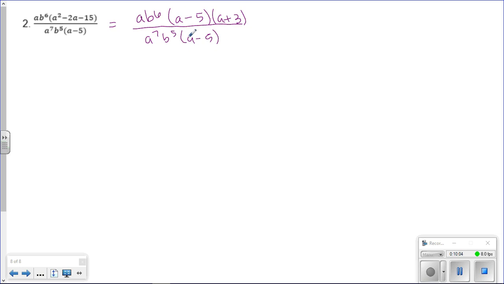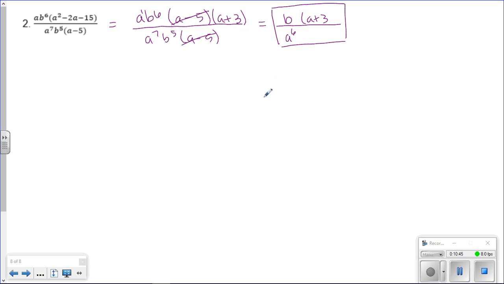All right, now everything has been simplified. I'm going to start crossing out or canceling what I can. So I have an a and I have an a to the sixth. You remember your rules of exponents. So this is an a to the first power. So I have one a on top and 7 on the bottom. So that means I have 6 a's left, right? Because that would cancel. All right. Then I've got b to the sixth and b to the fifth. Well, I have 6 on the top and 5 on the bottom. So that means I'd have 1 left in the top. A minus 5 will cancel each other out. And then I'm left with a plus 3. So there's my answer, simplified.